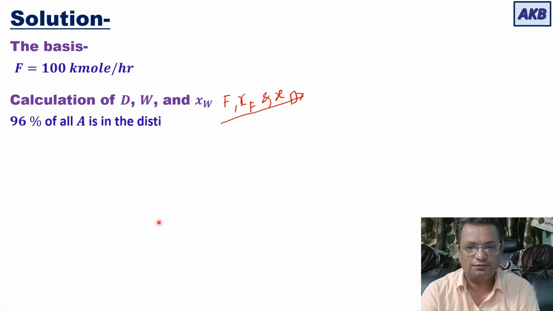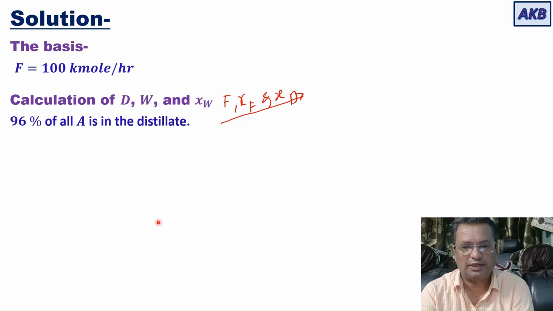Now for this, the first information that we will use is that 96% of all A is in the distillate. How do you represent this mathematically?